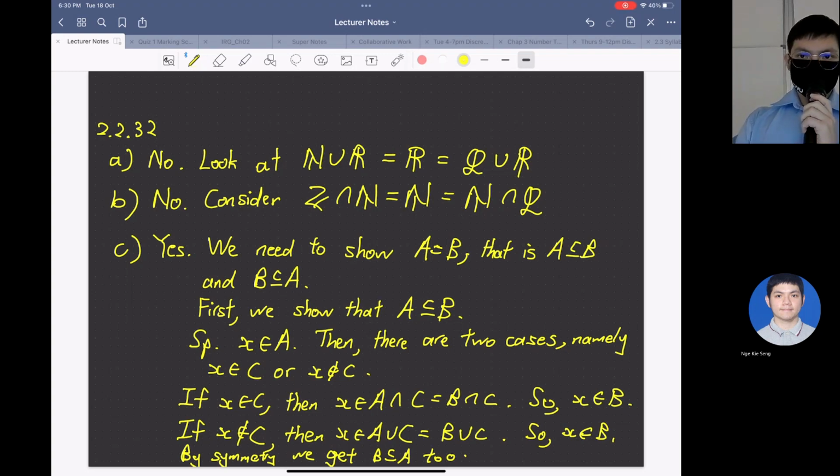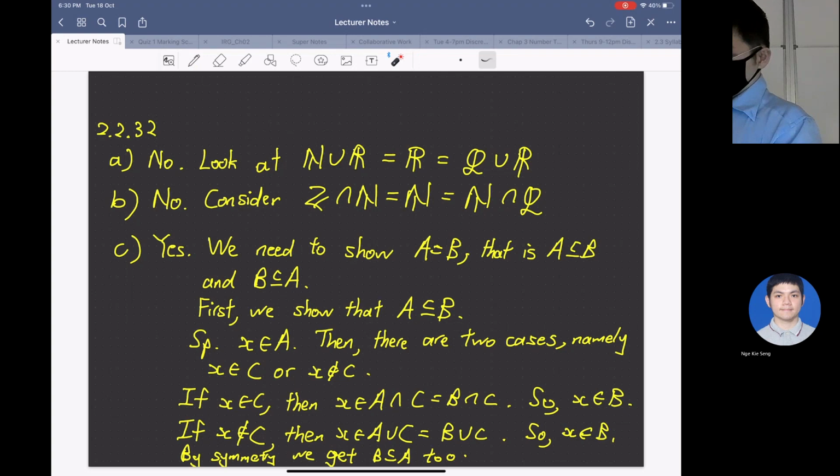Okay, let's see. We have 2.2.32. The question asks if A union B equals C union B, then does A equal C?